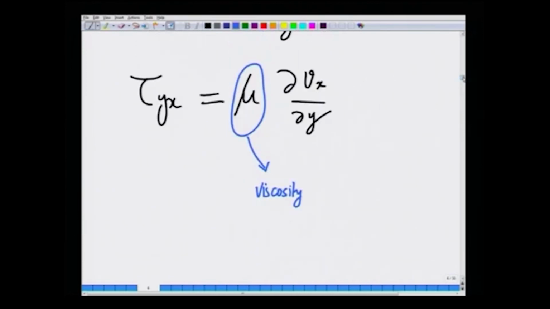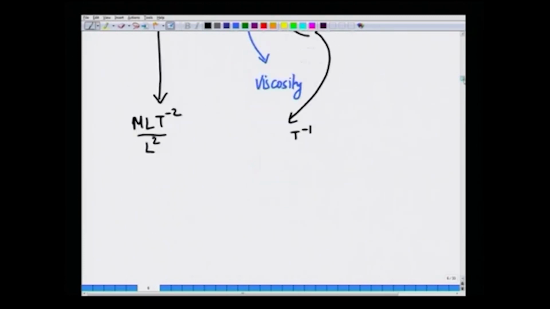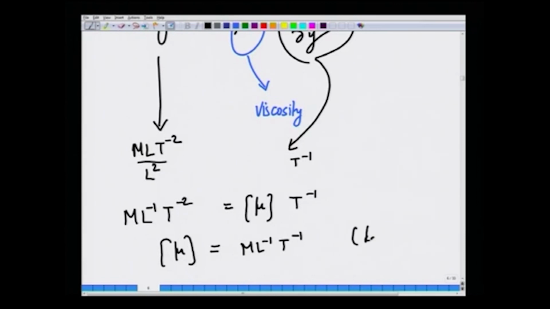Now, the dimensions of viscosity can be estimated as follows. Stress is force per unit area, so this is force divided by area. The dimensions of velocity gradients are simply 1 over time. So, the dimension of stress can be written as M L to the minus 1 T to the minus 2, times T to the minus 1 for the gradient. If we take it to the other side, then the dimensions of viscosity are M L to the minus 1 T to the minus 1. The units in SI are kg per meter per second.